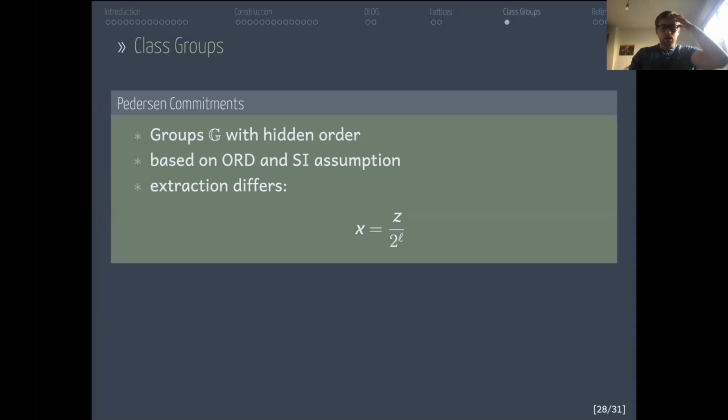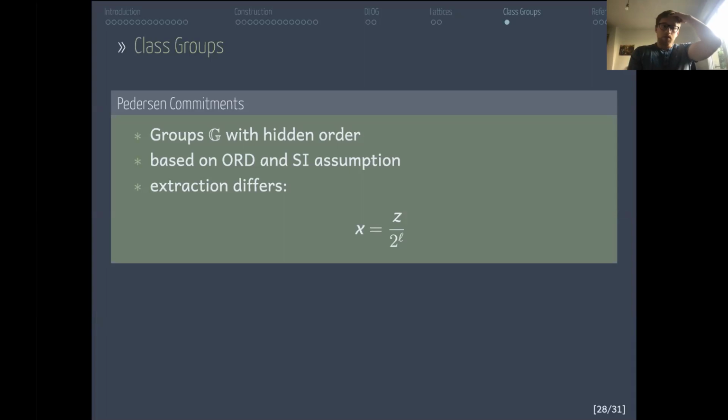So lastly, I want to talk a few seconds about class groups. So class groups are groups with hidden order G. We also use Pedersen commitments, which are secure based on a hidden order assumption and a subgroup indistinguishability assumption. And the only way that extraction in this setting differs is that we don't extract something mod q, but we extract an integer z and an integer 2 to the power of l, so a power of 2. And the extracted value x will be equal to z divided by a power of 2.